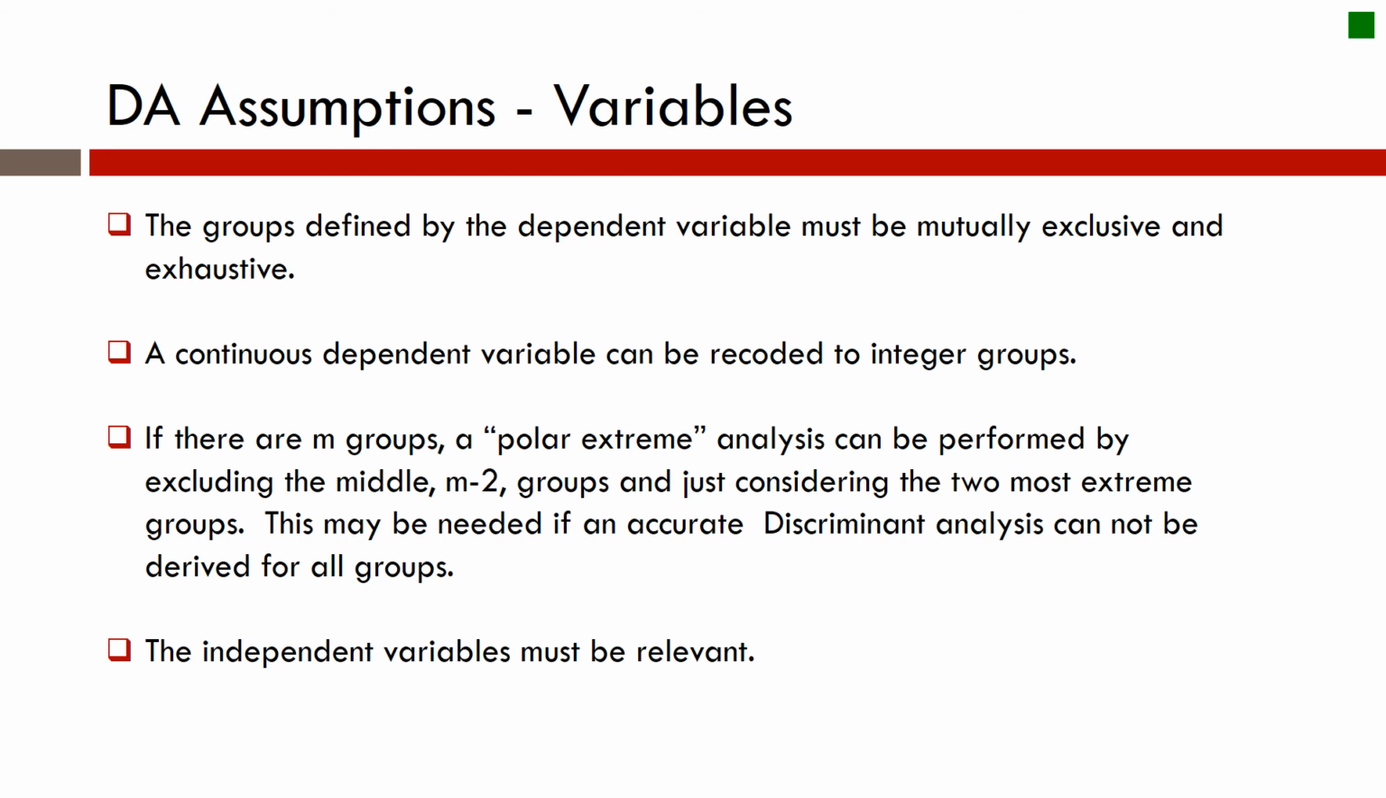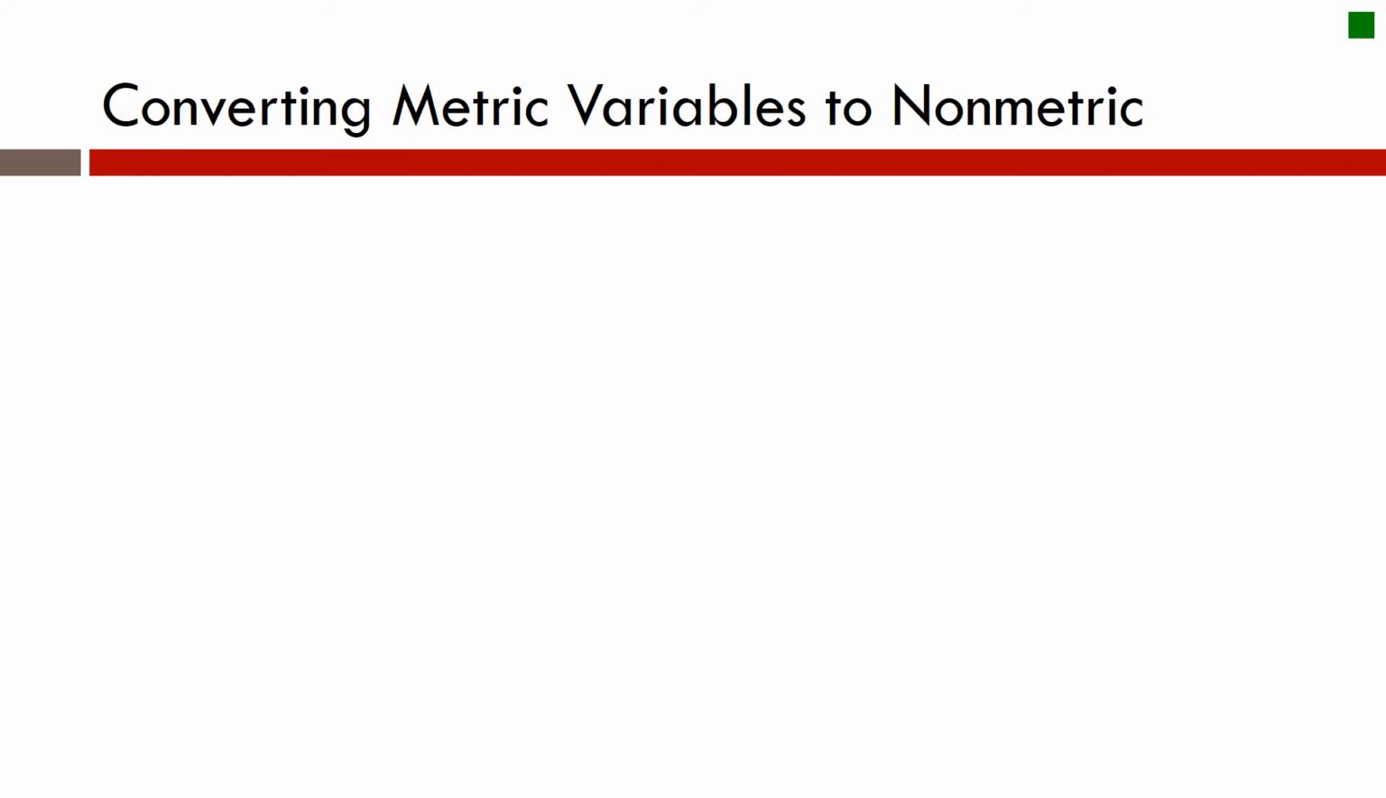Finally, when we talk about variables in and of themselves, they need to be what we call relevant, or they need to make sense. So for the independent variables, theoretically we would like them to have some rationale in terms of why we think they would exist.